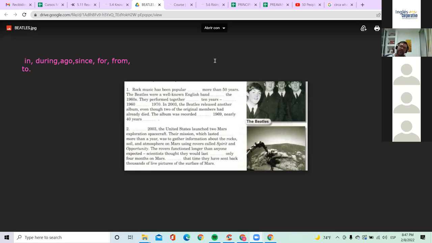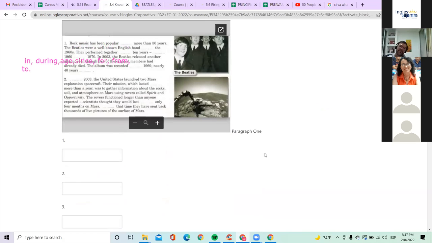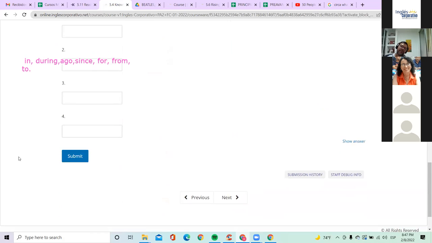Okay. ¿Por qué no decimos in more than 50 years? ¿En más de 50 años? ¿Ha sido popular en más de 50 años? ¿O por más de 50 años? ¿Qué les hace más sentido? Por más. That's right. I think for, but in the blank, for is in the color. Really? Yes. Let's try. I make a mistake for that. Yep. We need to fix that.